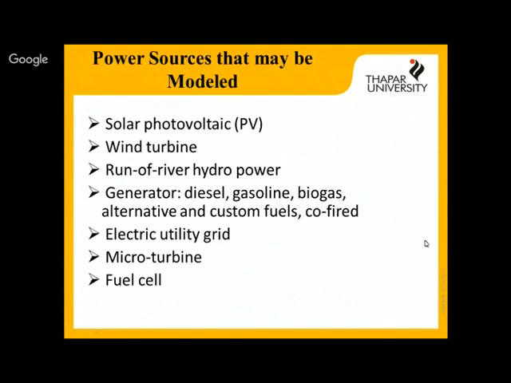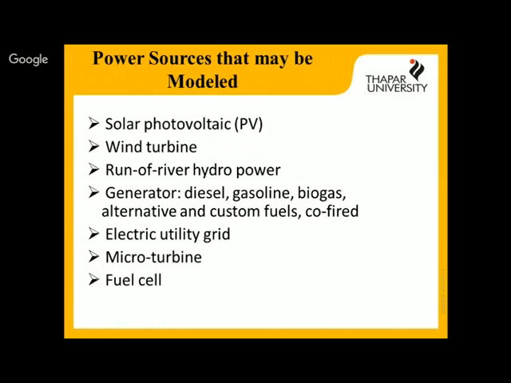So these are the components that Homer has: solar photovoltaic panels, wind turbines, run-of-river hydropower. Generators, a variety of generators, are available according to the fuel: diesel, gasoline, biogas, alternative and custom fuels, co-fired. A biomass generator is there nowadays; they introduced a biomass generator in this. And another option is the electric utility grid, connected to the grid, or off grid.